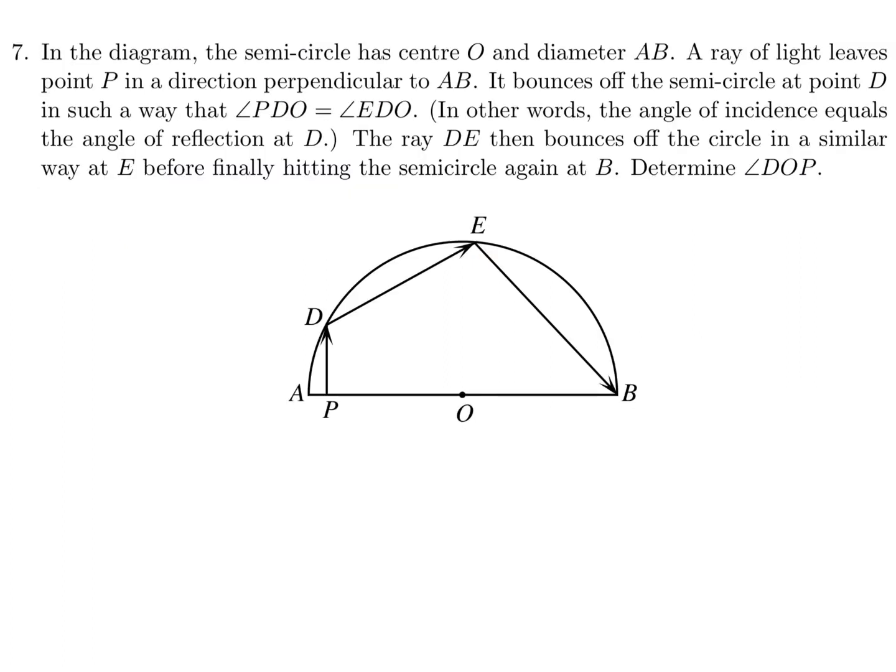In the diagram, the semicircle has center O and diameter AB. A ray of light leaves a point P in the direction perpendicular to AB. It bounces off the semicircle at point D in such a way that angle PDO is equal to angle EDO. In other words, the angle of incidence equals the angle of reflection at D. The ray DE then bounces off the circle in a similar way at E before finally hitting the semicircle again at B. Determine angle DOP. Well, first thing is I'd like to connect these dots here. That one.